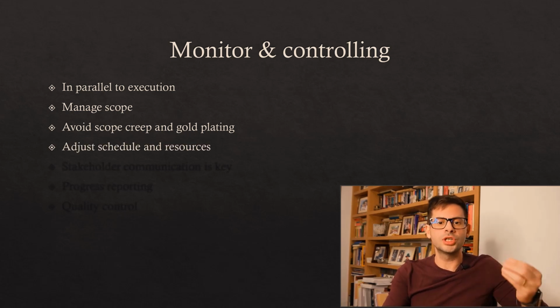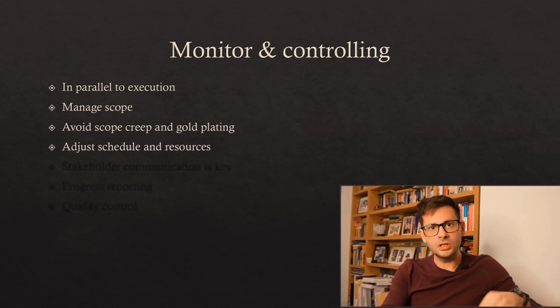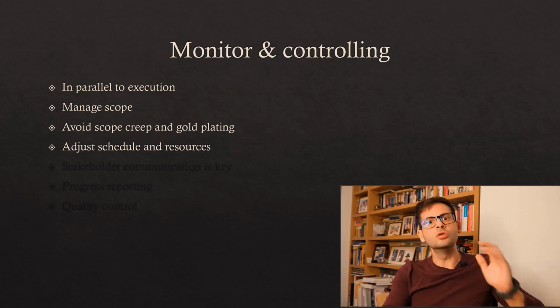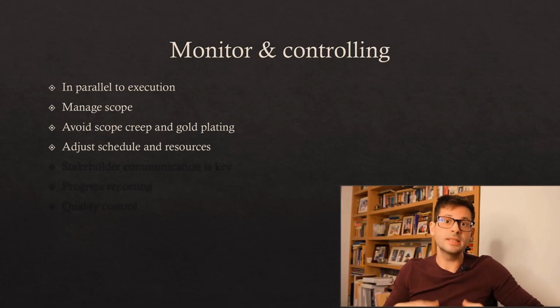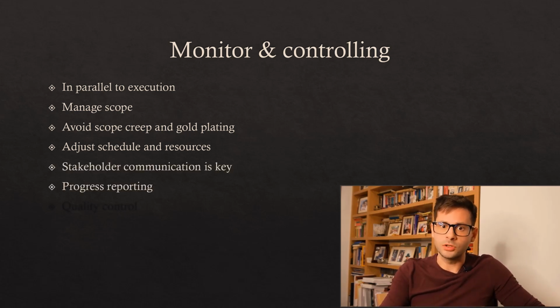We want to adjust the schedule and the resources. We want to make sure that we're on time and in budget. How do we do this? Well, if we created a plan in order to track our schedule and our budget, then we need to see where we are against it. We need to make decisions. Do we add more resources in order to finish a task earlier? Do we remove resources from a specific task which is non-critical to a task which is critical, which is on the critical path and can impact my end date? So this is what we need to do in monitor and control.